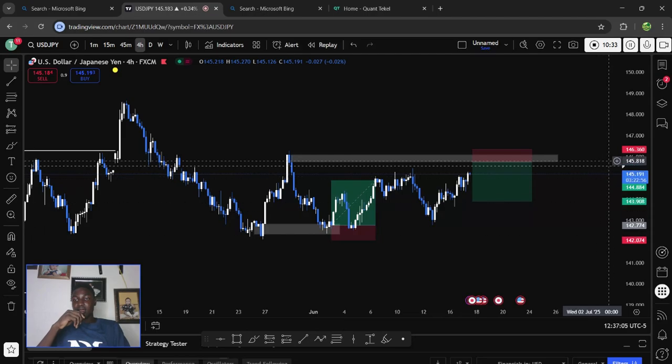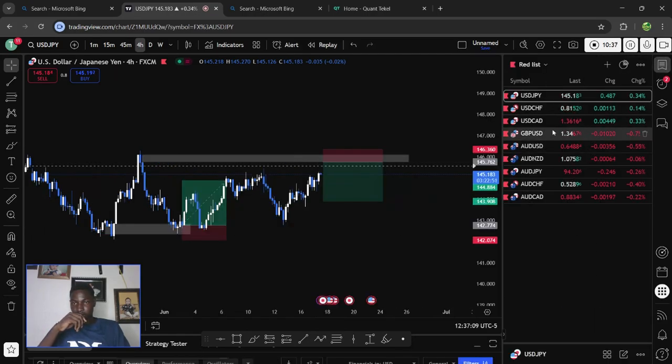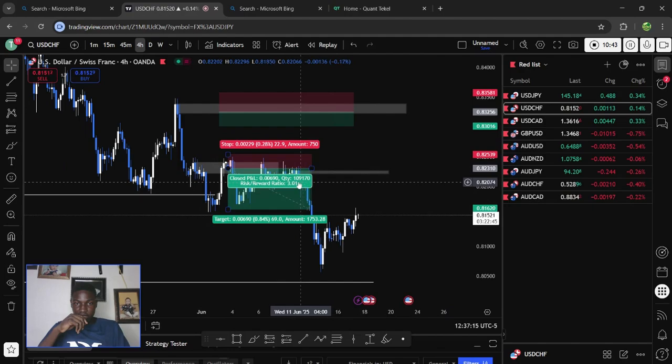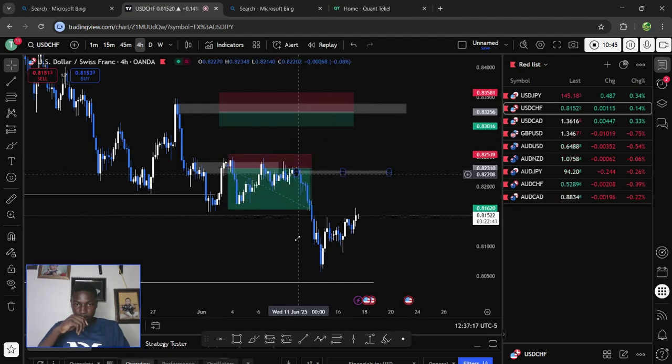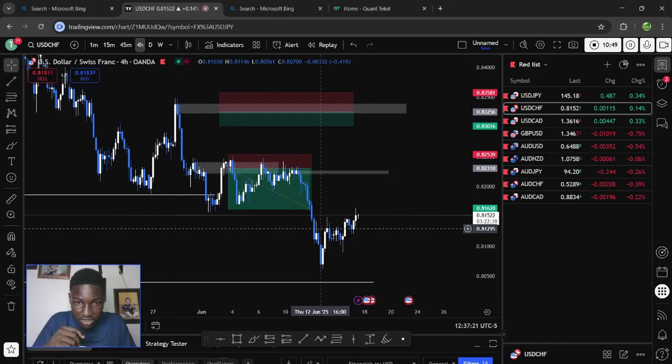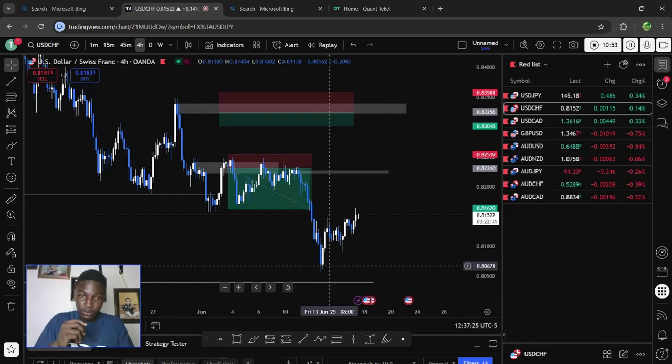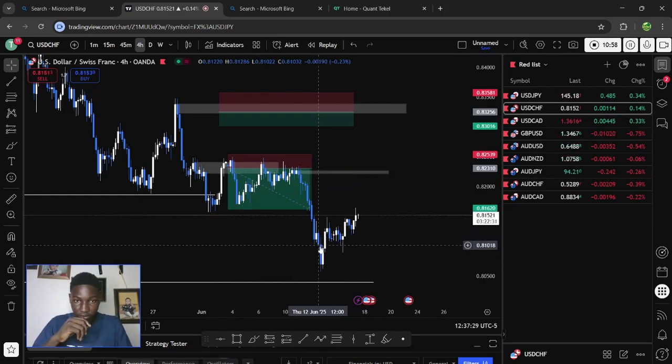So the next thing now is USD CHF. Let's look at that pair. We marked another supply zone here. Now, for example, this is a demand zone that is here, obviously because this is where the bullish momentum in the impulsive move came from.